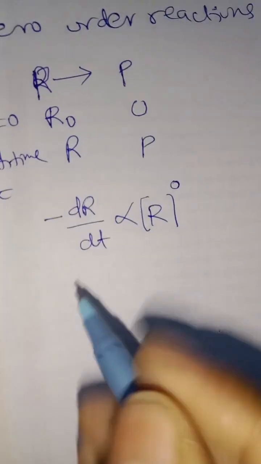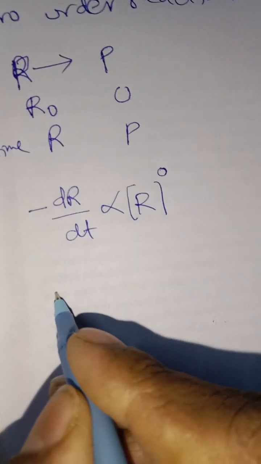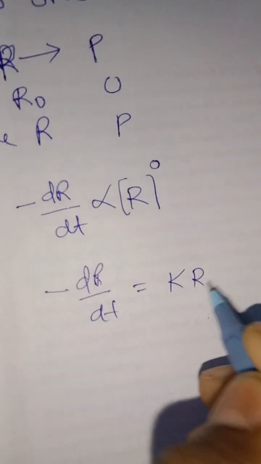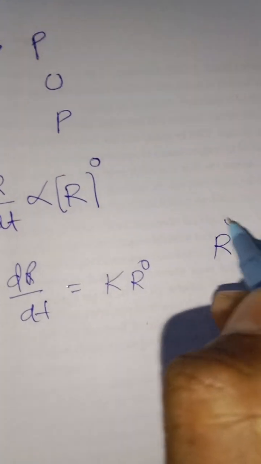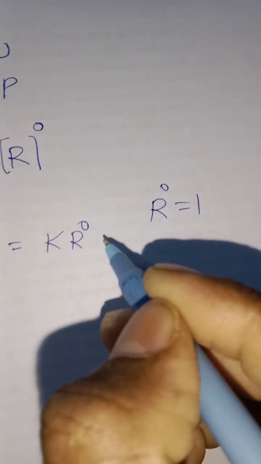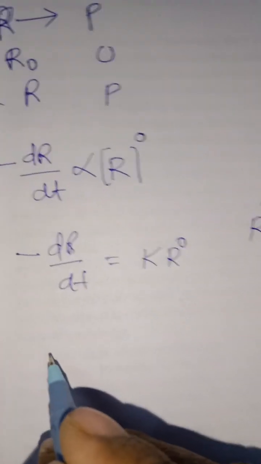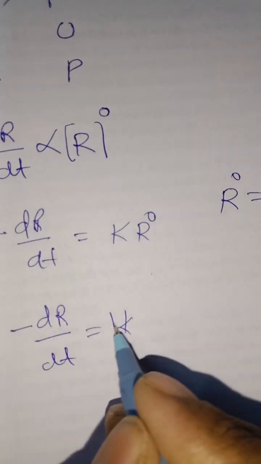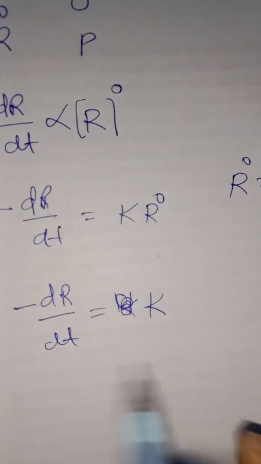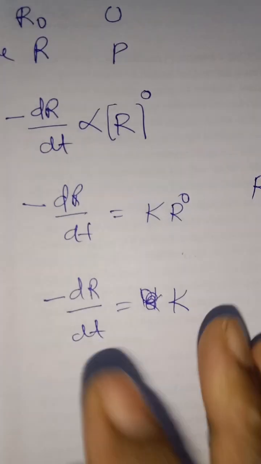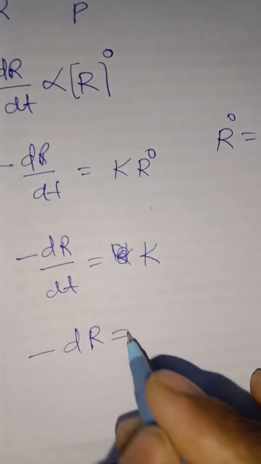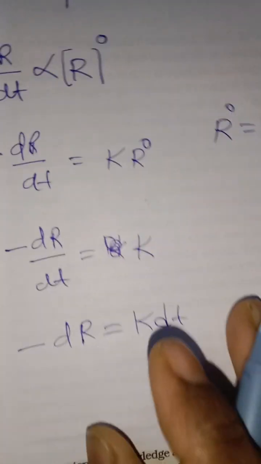R means reactant. Here remove the proportionality and put the constant called K: minus dR by dt equals K into R power 0. Here R power 0 is nothing but 1. So R power 0 becomes 1. K into 1 means K only. Minus dR by dt equals K. Cross multiply: minus dR is equal to K dt.